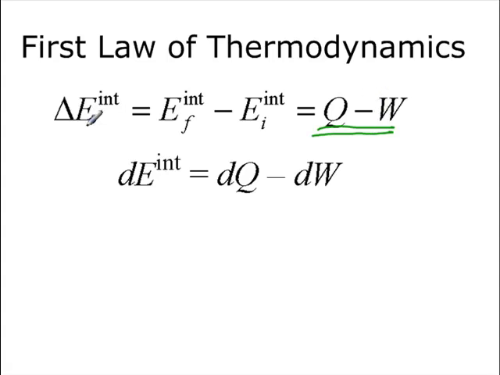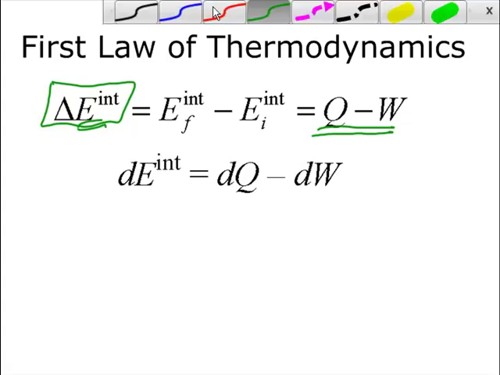So we can define an internal energy based on this path-independent quantity. And this internal energy is then a state variable. So it just matters the initial and final points. And we can figure this one out just by subtraction. If we want to talk about this change in internal energy for very small amounts of energy, then we say dE internal is equal to dQ minus dW.